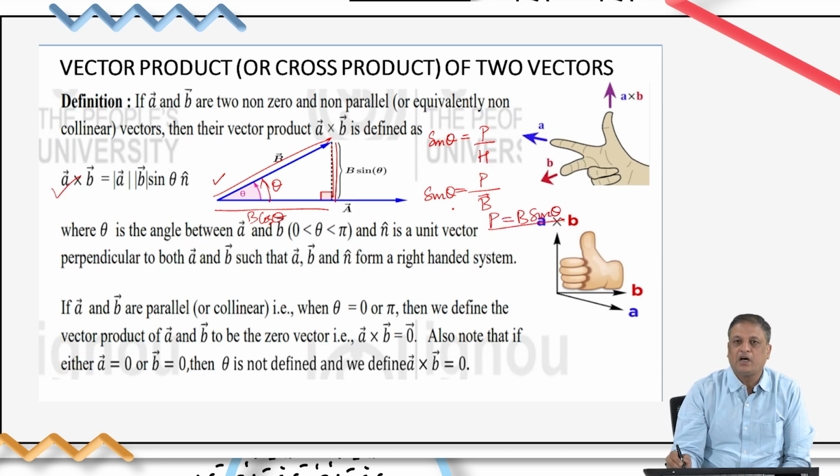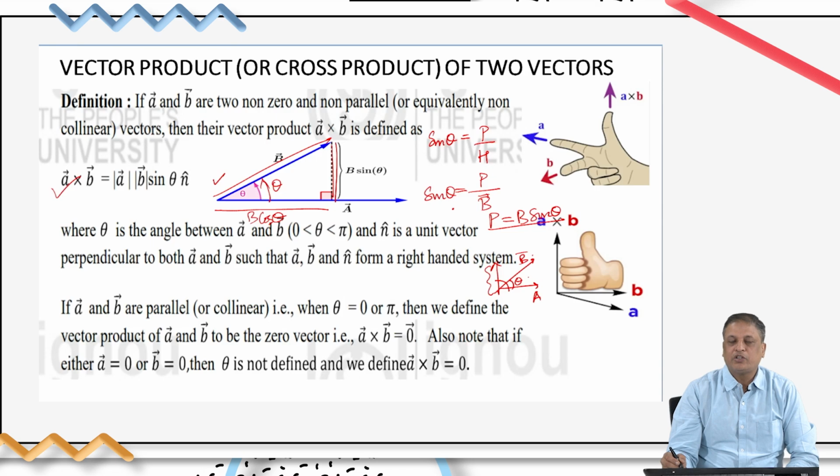So, B sin theta is the component which is perpendicular to vector A. If B is this vector subtending angle theta, then the component B sin theta, this part, will be perpendicular to vector A. That means the product of the vertical component of vector B with the vector A represents the cross product, and the cross product is perpendicular to both vectors, vector A and vector B.